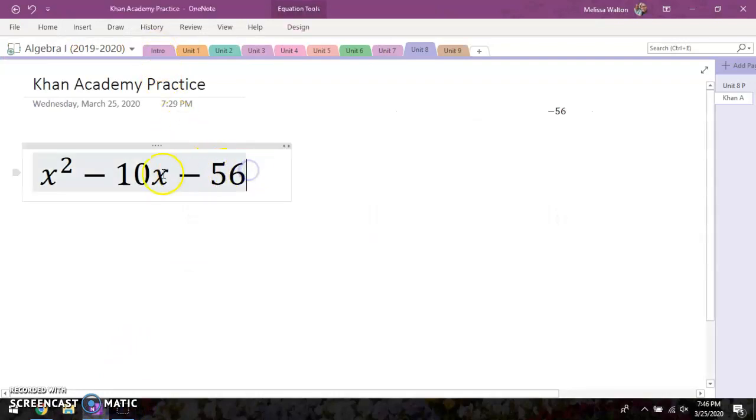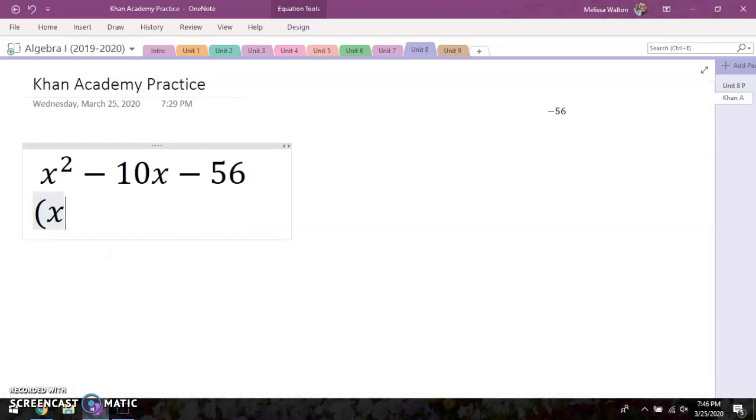So I have gone ahead and typed up this equation. We had x squared minus 10x minus 56. And the first thing it asked for was the x-intercepts. So we are looking for x plus or minus something times x plus or minus something and going from there. Now I need two numbers that multiply to negative 56 that add up to negative 10.